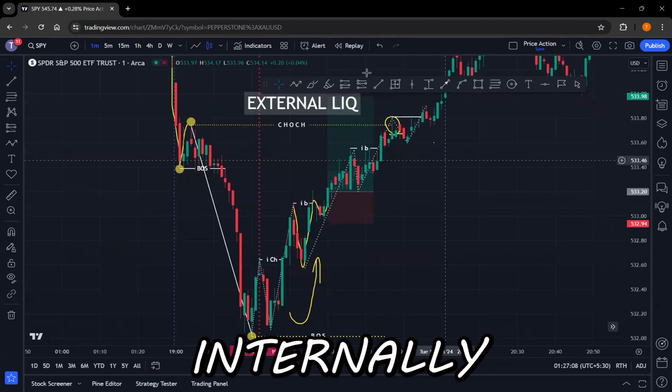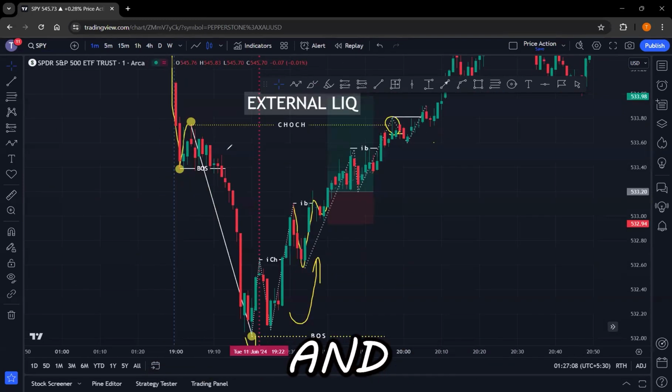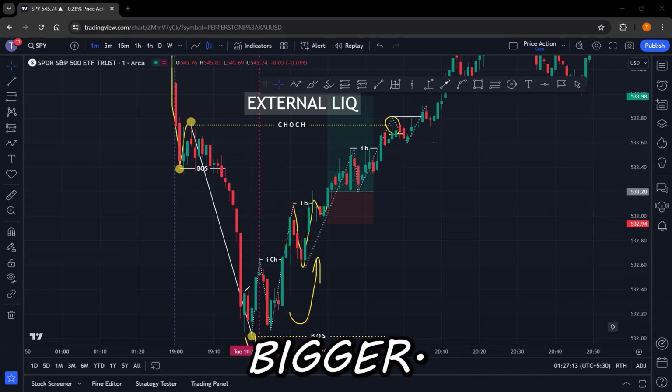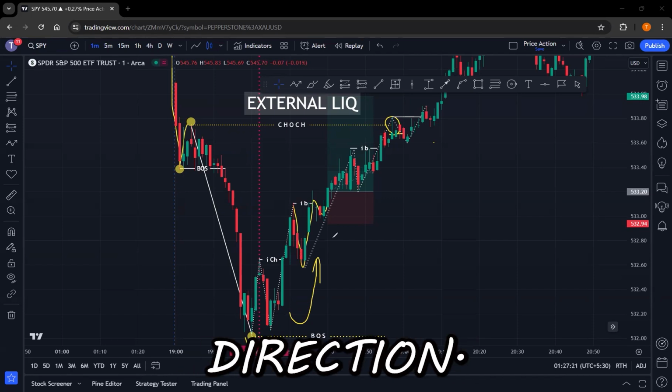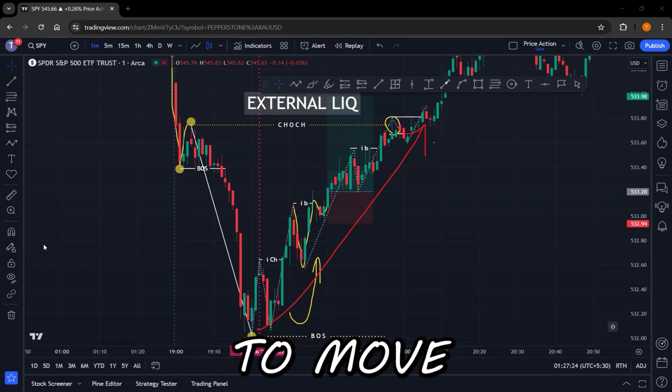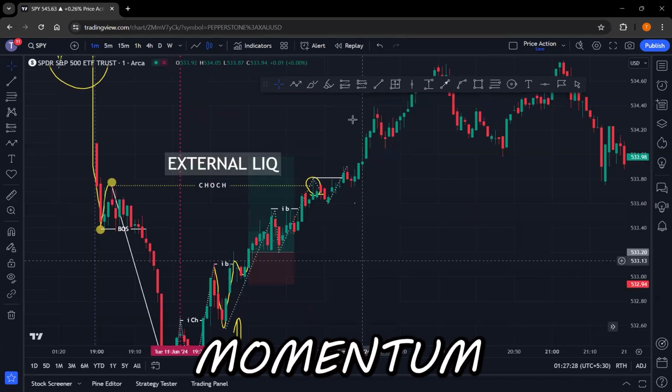So internally the price was in upside direction, and externally the price was in downside direction. As you can see, the sell leg size is bigger. So now over here, it is very much clear that the price is not at all in the downside direction now. It's all on the upside. The price has given us chalk and is trying to move towards the upside. So this is the major momentum that you have to catch.